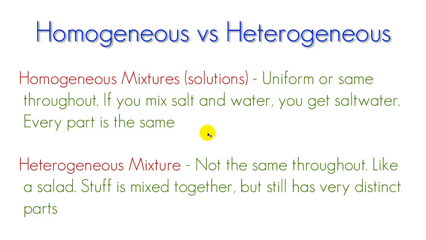So while homogeneous mixtures are something like Kool-Aid, where you put everything together, mix it all up, and you can't tell what's what. It all looks uniform and the same. Heterogeneous mixtures are basically just the opposite. It's not the same throughout. The stuff is mixed together, but you can still recognize the different pieces. The parts are still very distinct.